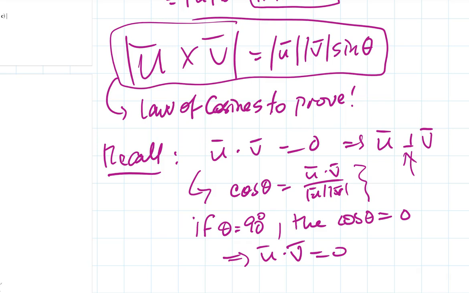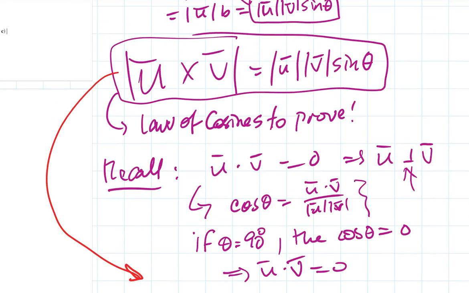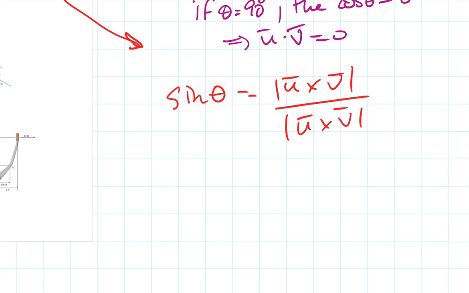All right, so with that, we can use that fact to prove something for this one. So here we have the sine of theta is, if you divide both sides by the length of u and the length of v, you'll get the length of u cross v divided by the length of u times the length of v.